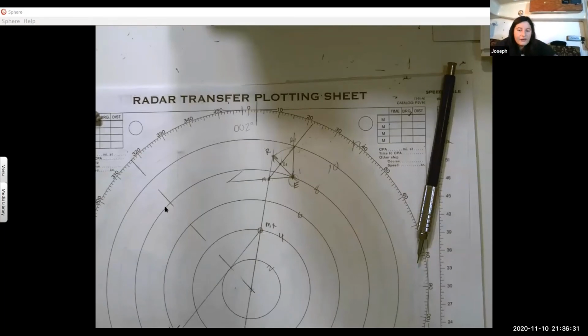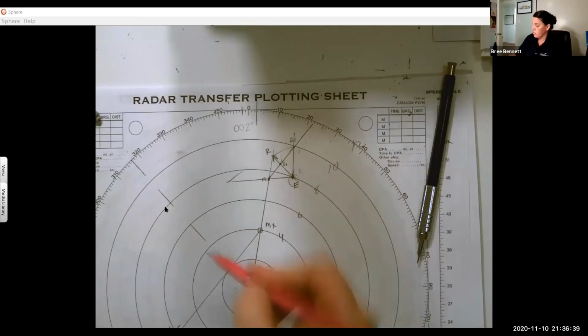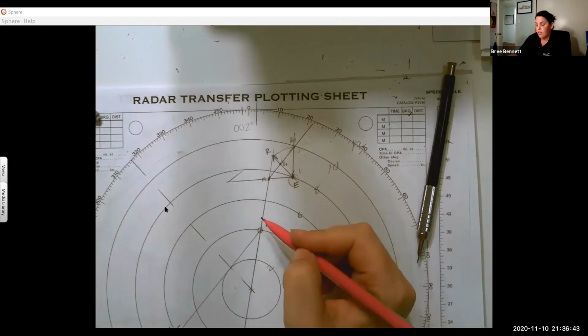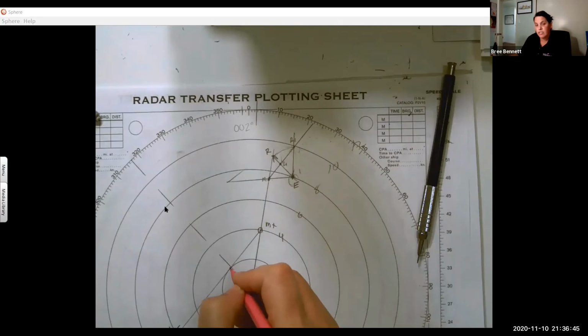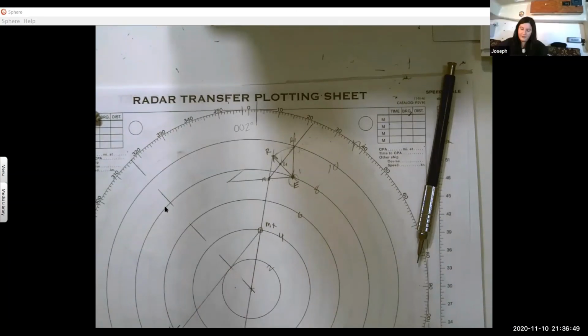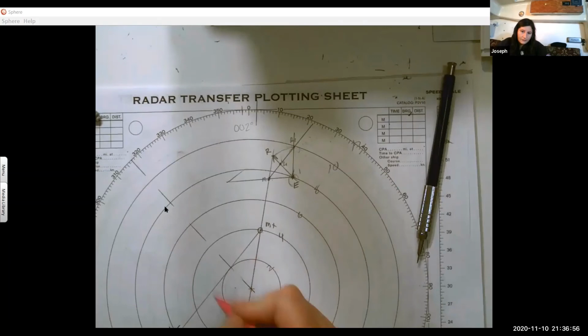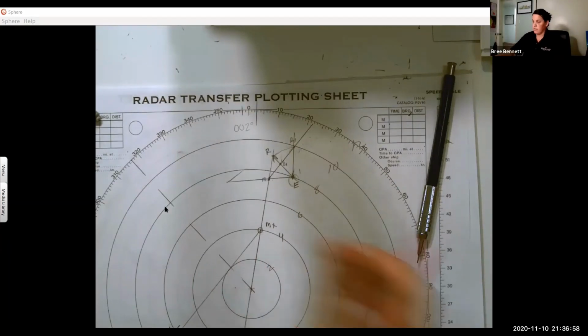Okay. Is that all it asks? Is it just the new course and speed for answers like this? New course or new speed, and then it would ask what would be the time of new CPA. So where would our CPA be on our new relative motion line?